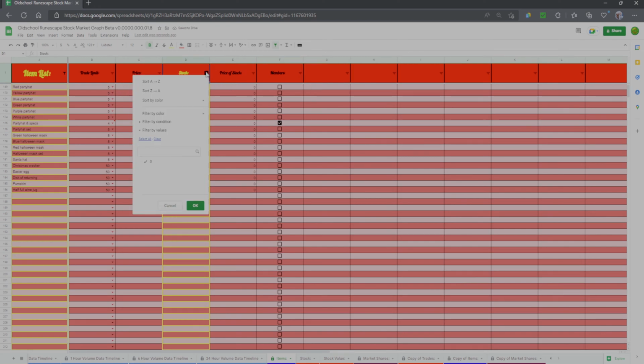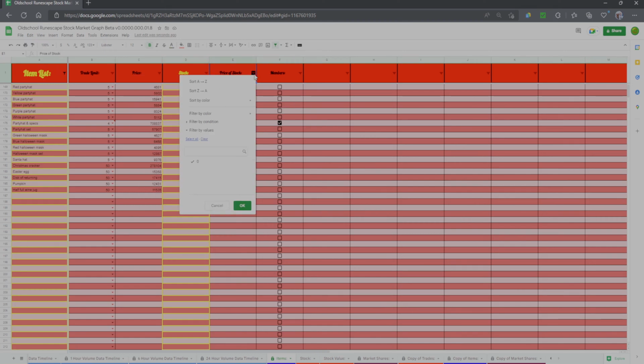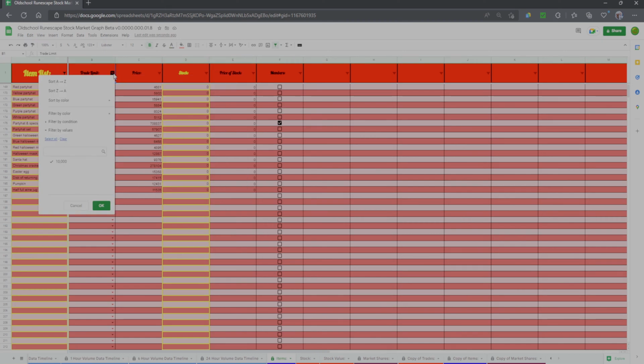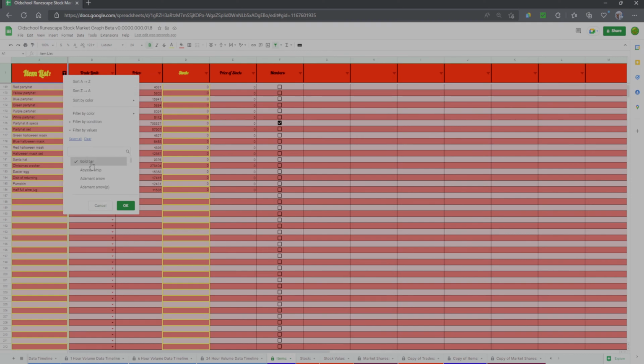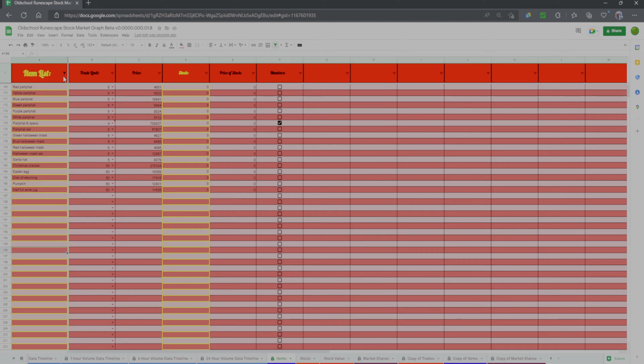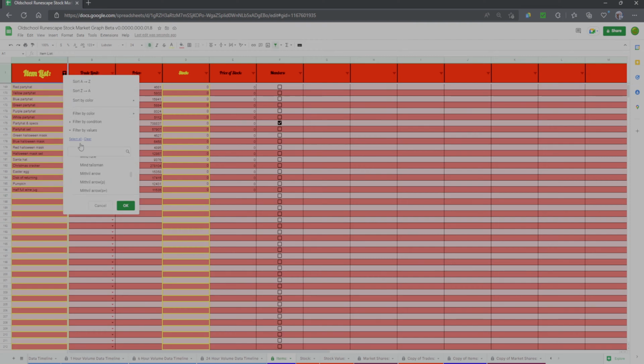What the heck's going on here? Where the heck? Party hats aren't on the list or something? So that's a bug. The party hats aren't on the list for some reason.